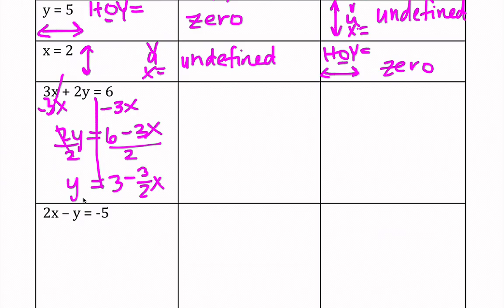Now that y is by itself, find your slope by looking in front of your x. It is a negative 3 over 2.